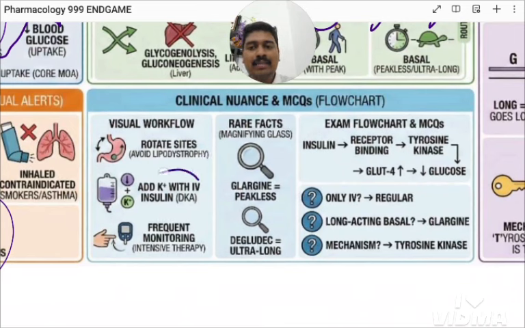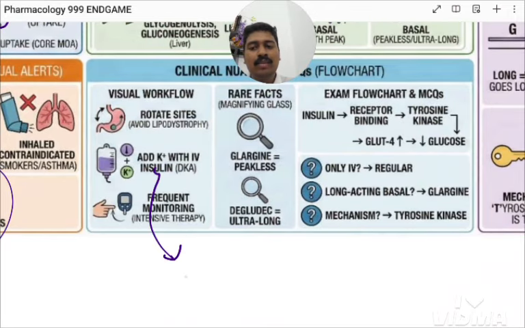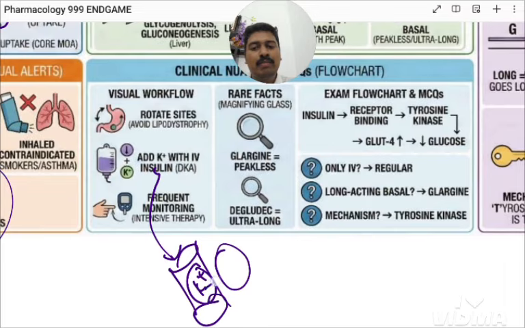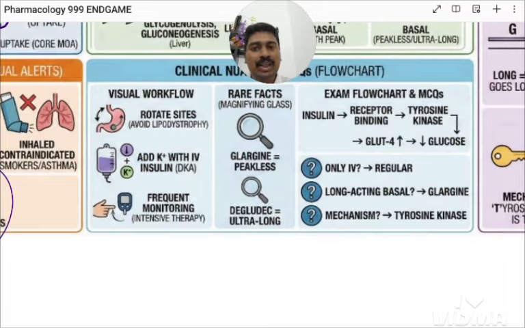Second, whenever the patient lands in DKA and you are giving IV insulin, make sure you remember that insulin causes a transcellular shift of potassium, which means it will take whatever potassium is there in the blood into the cell. So potassium is taken into the cell when insulin is given, as a result of which there can be hypokalemia. That's why you should always look for potassium values, and add potassium if needed when you are giving IV insulin in DKA.